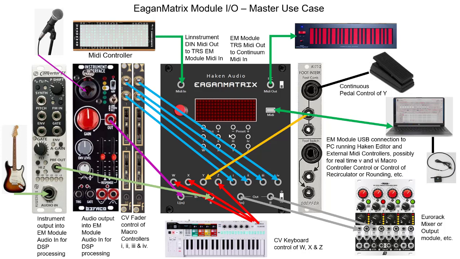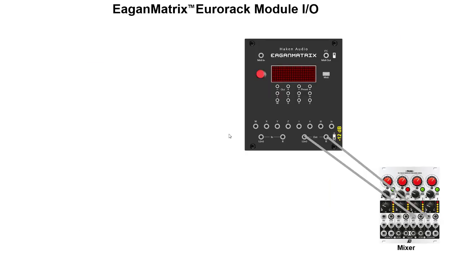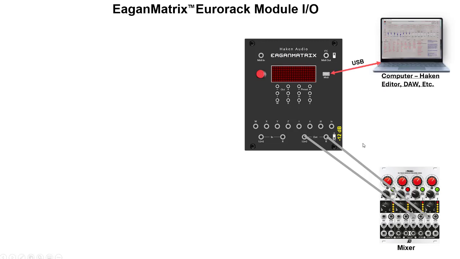And now let's take a use case. We'll take an EaganMatrix module, we'll send the output to my mixer. I'll connect up my computer because I want to see what the preset is doing and maybe even change that a bit if I want, though you don't need to know anything about EaganMatrix programming to use the module. But if you like, you can bring up the editor and create your own presets or modify existing presets.